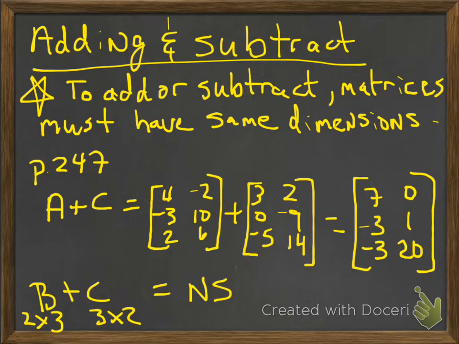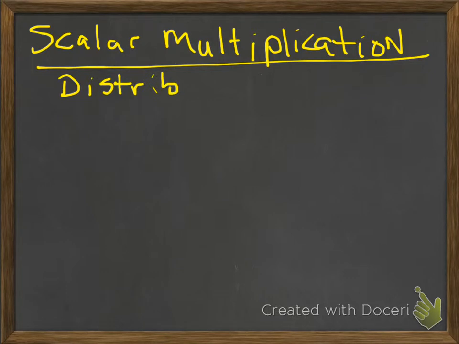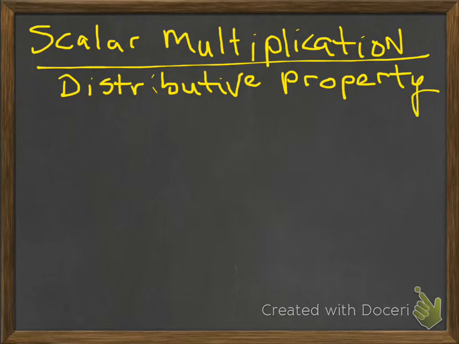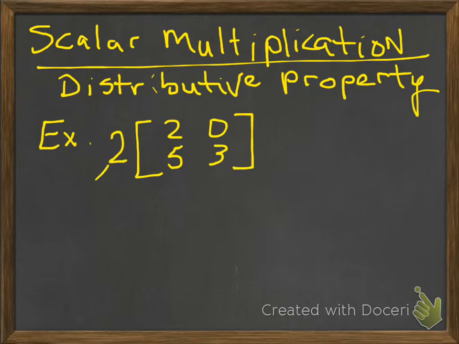Wait, could you repeat that? So we want to do this scalar multiplication, which, like I said, is distributive property for matrices. It's just taking the number that's on the outside, multiplying it to everything inside the matrix. So, for example, take the matrix 2, 0, 5, 3, and take the scalar 2 that's on the outside. That number on the outside is called the scalar. That 2 will multiply everything in that matrix.